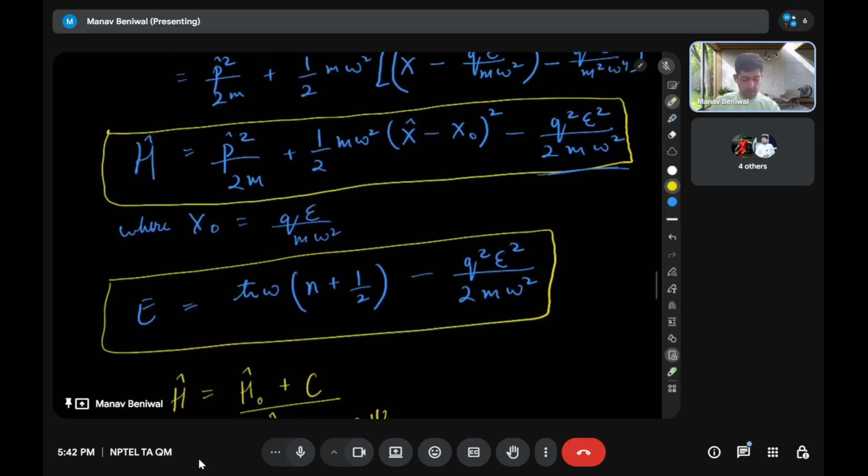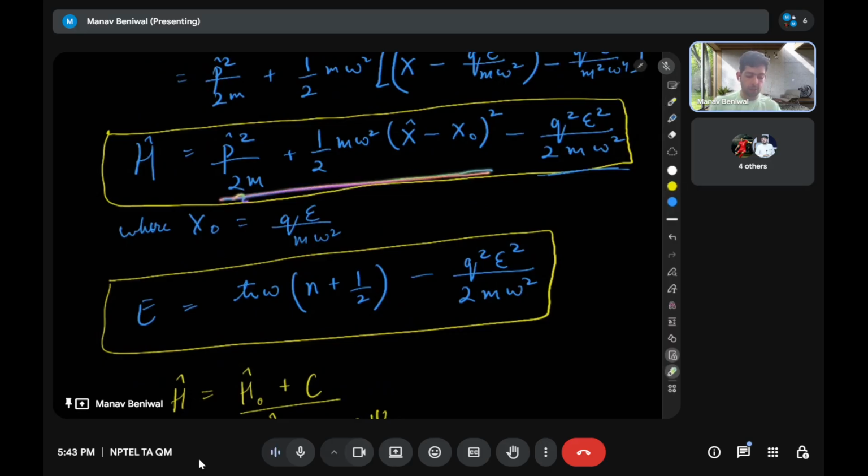So same thing. These first two terms are our H naught, which is the Hamiltonian of a simple harmonic oscillator, with the only difference being that now instead of x we have a shift in x, so x minus x naught, right? And this last term is a constant, it does not have any operator in it, so we can just directly add this to the energy eigenvalues of our harmonic oscillator. Is that clear? Yes, sir. Okay, good.